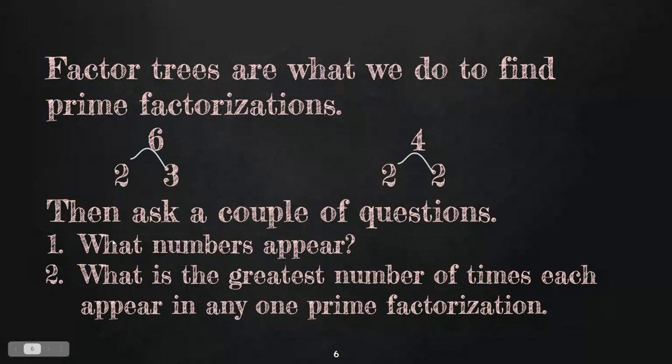These two questions. What numbers appear is the first question. So put that in your notes. And then the second question is, what is the greatest number of times each appears in any one prime factorization? So please copy those two questions into your notes.